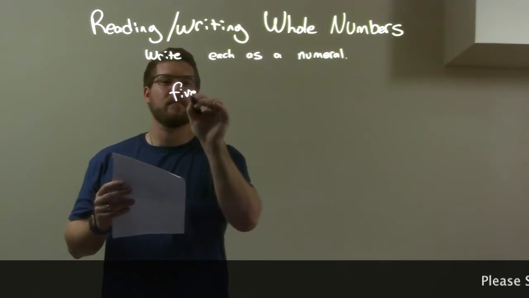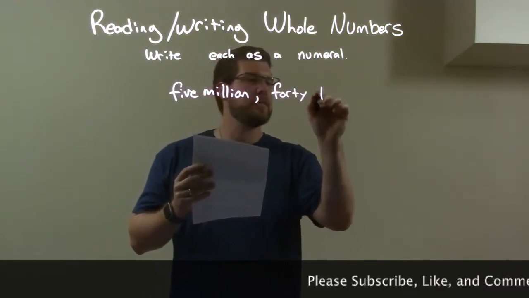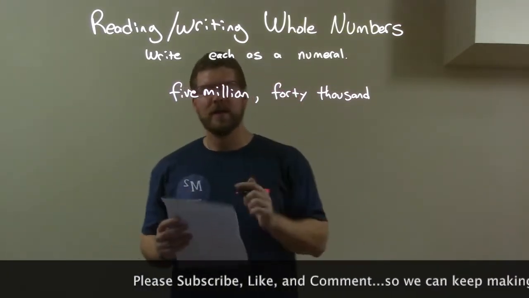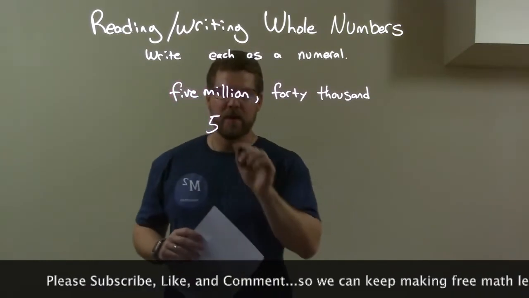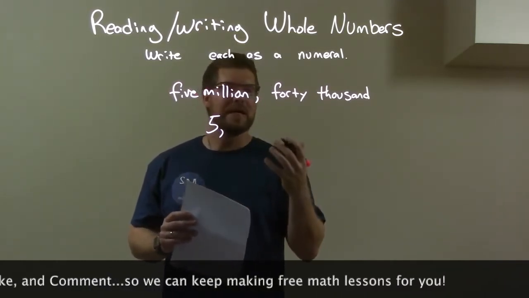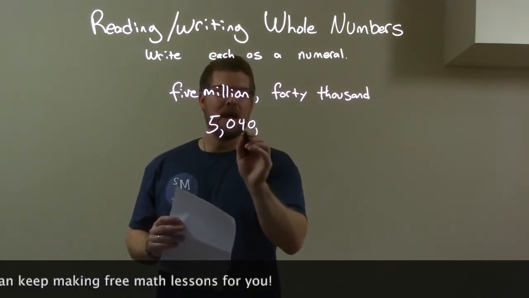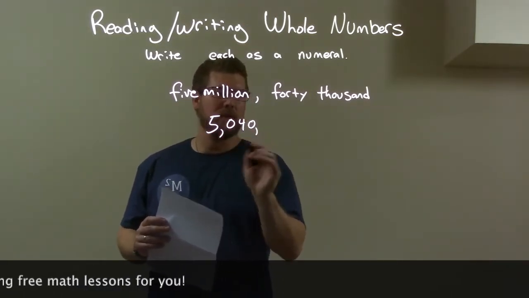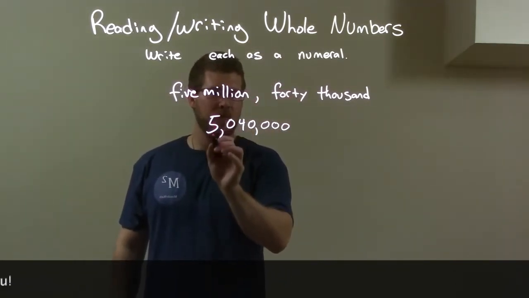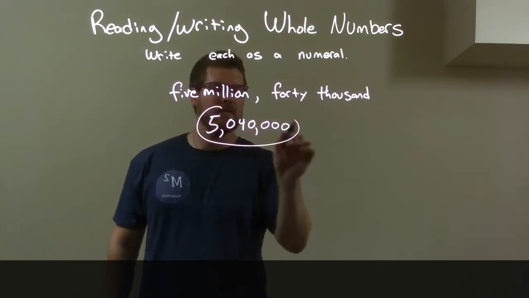5 million and 40,000. So we have 5,040,000. The first thing here, we have the 5 for the 5 million. A million will have two sets of 3 zeros. Now the 40,000, so we go down until we hit the 40,000. So we have the 4 here, 40, and that's in the ten-thousands place. So if this is the million, the thousands place is right here, and we have 0, 0, 0. So let's look at this. We have the 5 in the millions place, and the 4 is in the 10,000s place, and it's 40,000. So our answer here is written as such.